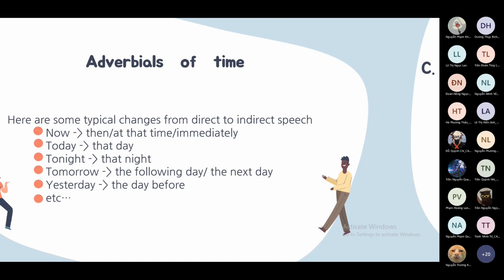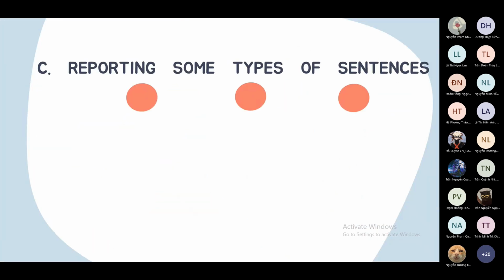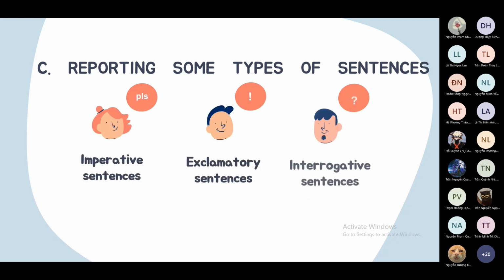So we are coming to reporting some different types of sentences. There are 4 types of sentence: declarative, interrogative, imperative, and exclamatory. However, declarative sentences are most commonly used among these 4 types, and they just follow the rules mentioned before in part B, so we don't mention it in this section.